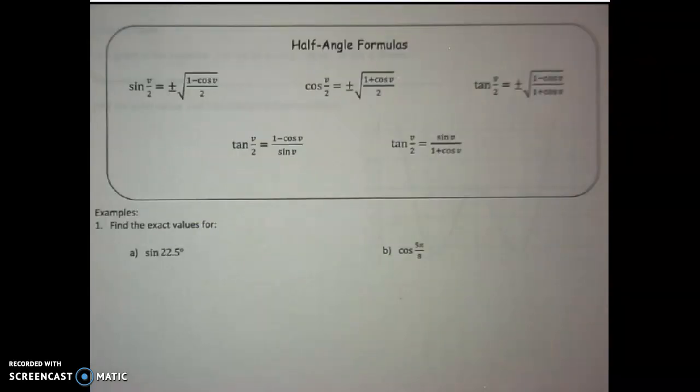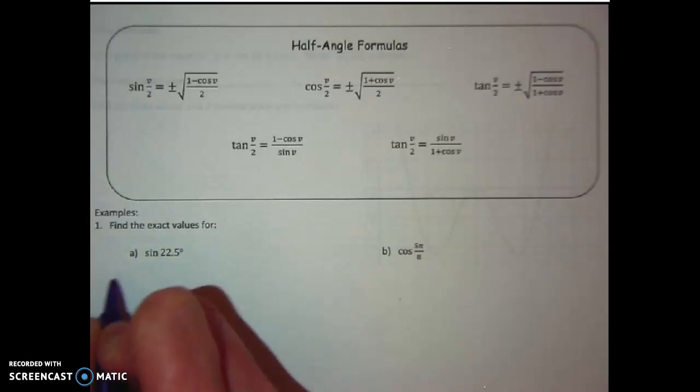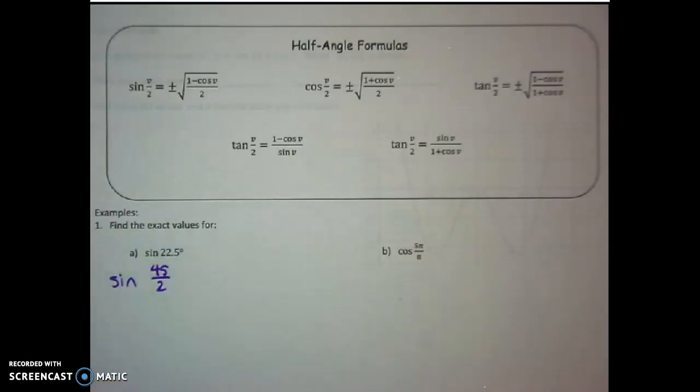Again, this is a matter of recognizing the structure or when to use them. So number 1, the sine of 22.5. If we want to find an exact value, that tells you you're going to be using your unit circle. So 22.5 isn't on there, but I could rewrite this as 45 over 2.